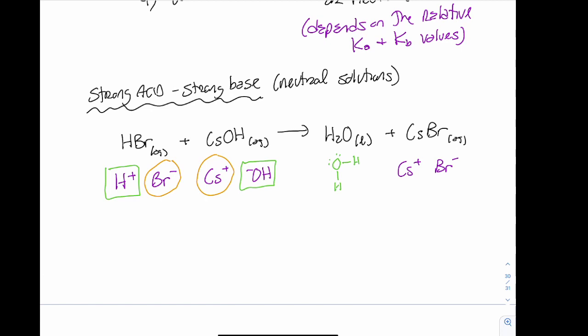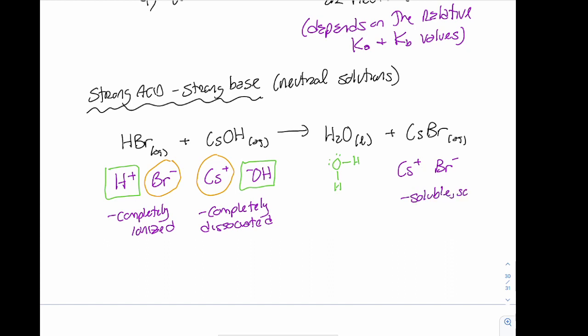My strong acid, completely ionized. My strong base, completely dissociated. My salt is soluble in aqueous solution, so completely dissociated. So again, I just have a whole bunch of ions floating around in solution. What we did here is we essentially drew or wrote our ionic equation. I do want to write our net ionic equation.